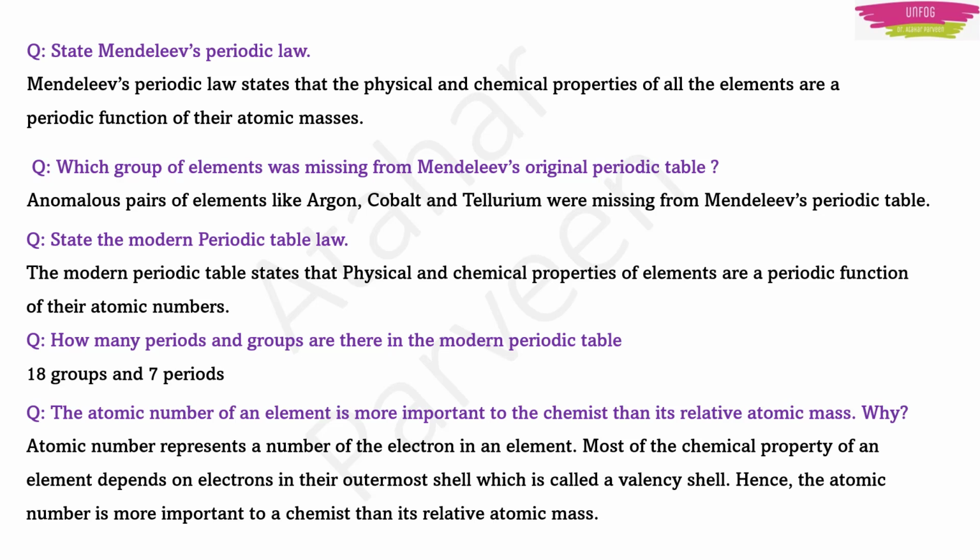The atomic number of an element is more important to the chemist than its relative atomic mass. Why? Atomic number represents the number of electrons in an element. Most of the chemical properties of an element depend on the electrons in their outermost shell. This is called the valence shell. Remember the valence electrons. Hence, atomic number is more important to a chemist than its relative atomic mass. That's why we use the modern periodic table nowadays.